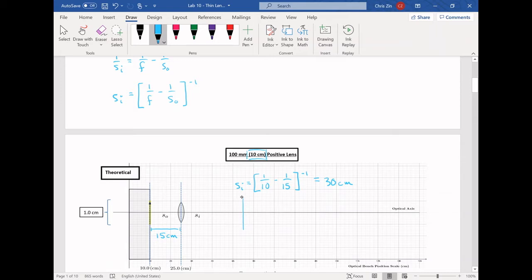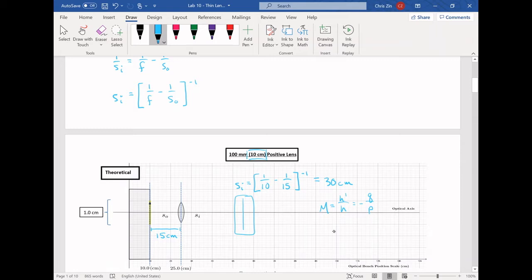This is why I just drew a straight line here. We don't know if the arrow is going to be pointing up or down, and we don't know how long the arrow is going to be. To find this out, we use the formula m is equal to h prime over h, which is equal to minus q over p, or in this case, minus SI divided by SO.